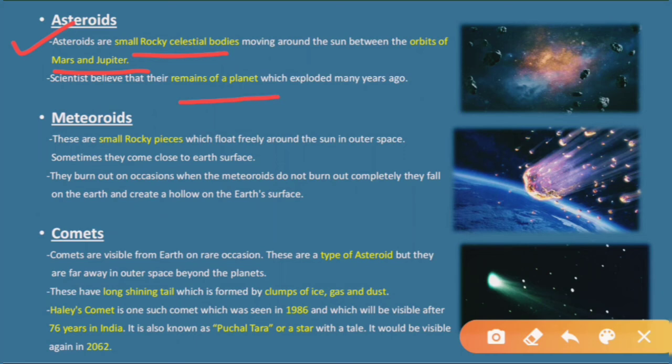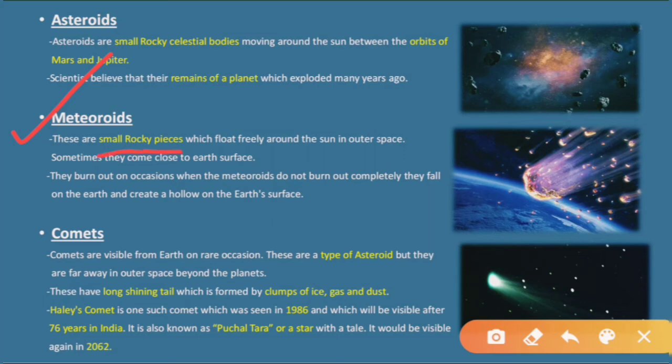See, they believe that these rocky pieces are formed, they believe that it might be a planet which exploded many years ago, and after exploding, to blast out, it turned into rocky pieces. These are the asteroids. Now meteoroids, what is known as meteoroids?